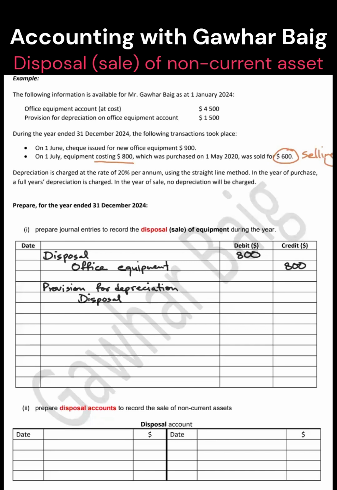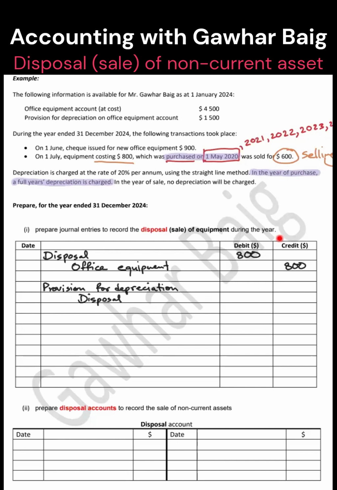You can also see my previous video for the total calculation. Still, I'm showing you the depreciation calculation again. We purchased the asset on 1st May 2020. So we basically used it for the year 2020, then 2021, 2022, 2023, and 2024. Then we have to apply the policy here, which is that in the year of purchase, a full year's depreciation is charged. So it was purchased on 1st May 2020.